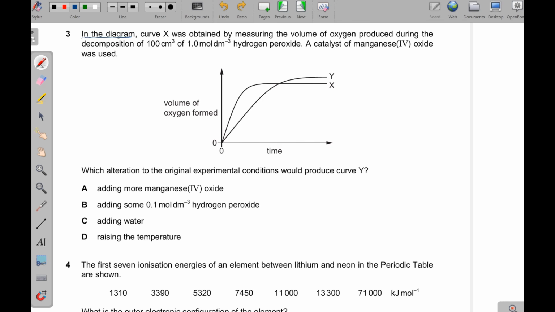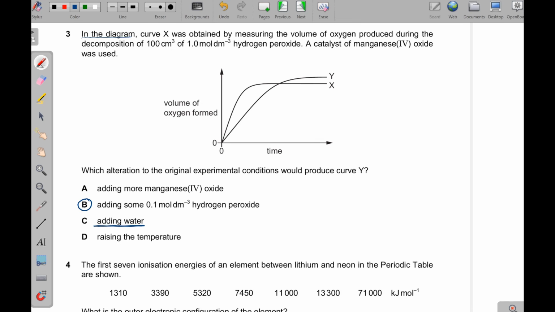So the alteration we are going to have here, they are saying adding more manganese 4 oxide, that is a catalyst. It is not going to increase the yield, but rather the rate of the chemical reaction. Adding some 0.1 molar hydrogen peroxide. Now here we are adding some reactant, and I've told you that when you add a reactant, you might receive more products, so the yield might increase. So that means even our answer is supposed to be C.